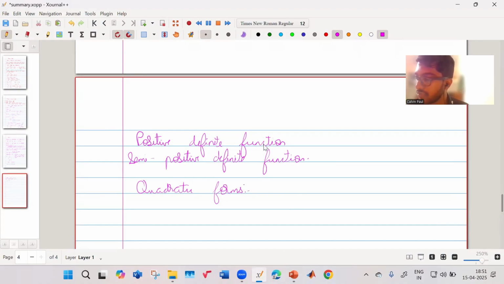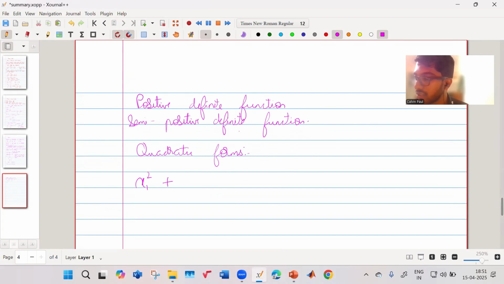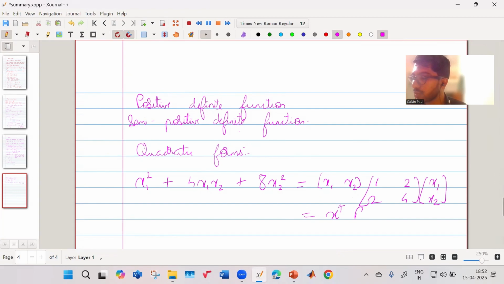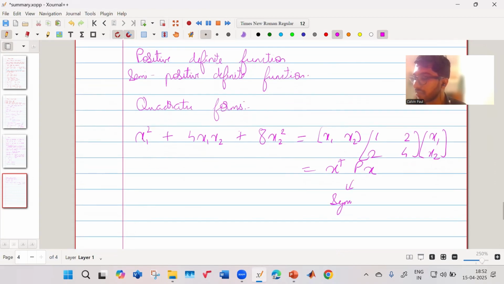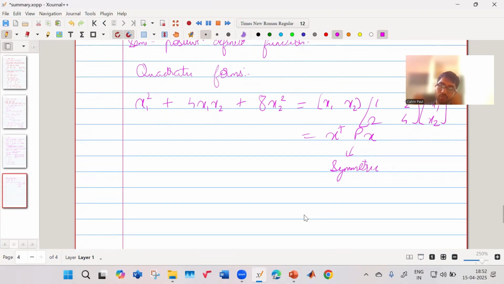Let me give an example. We have x1 square plus 4x1x2 plus 8x2 square. This can be represented as the matrix 1, 2, 2, 8. Sorry, it can be represented like this: it is equal to [x1 x2] times the matrix [1 2; 2 8] times [x1 x2] transpose. So it is represented in the form x transpose Px, and you must make sure that P is symmetric. That is why this 2 is equal to 4 by 2. This is one quadratic form, and you can show that it can be positive definite. We can understand the mathematical properties of it. So this is a quadratic form which you will be needing.